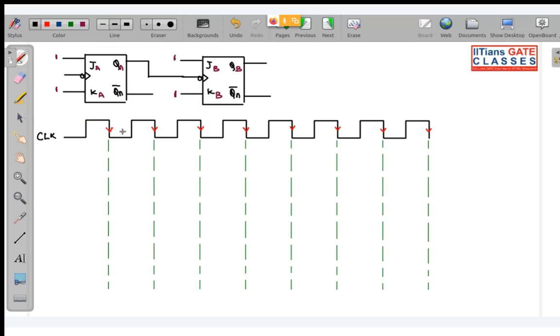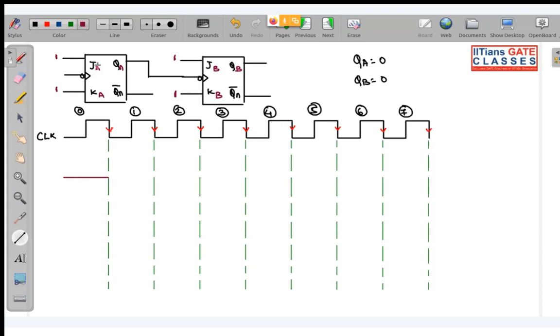Okay, so look over here. For this flip-flop, let me first draw output QA. Let us assume initially QA is equal to 0 and QB equal to 0. So this is your 0th clock pulse. This is your first clock pulse, second, third, fourth, fifth, sixth, and seventh. So initially QA, QB is 0.